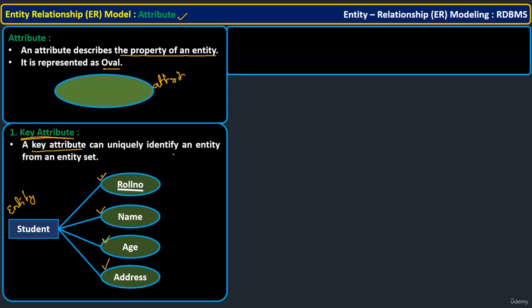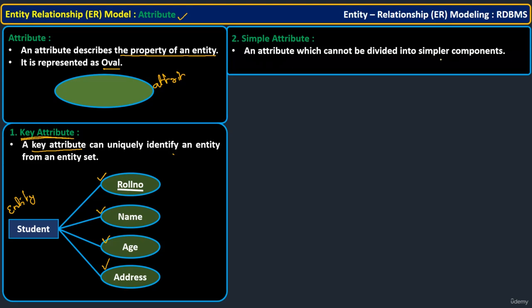Then we have another definition, that is simple attribute. This is very simple. It is an attribute which cannot be divided into simple components, meaning further division is not possible. For example, age. Age you cannot divide further. For every student only one value will be there, maybe 20, 18, 19, 21, based on their date of birth. That's it, simple attribute. Further division is not possible.